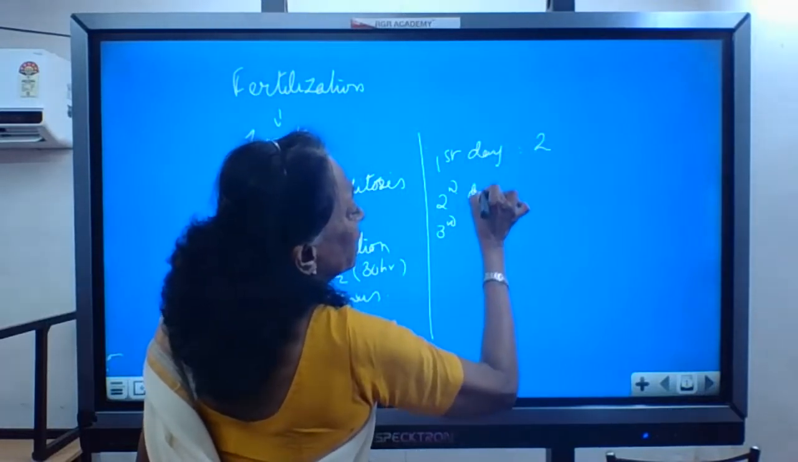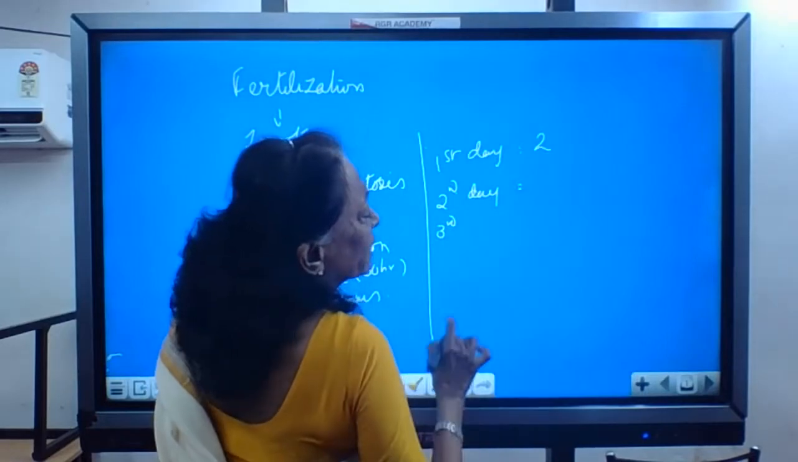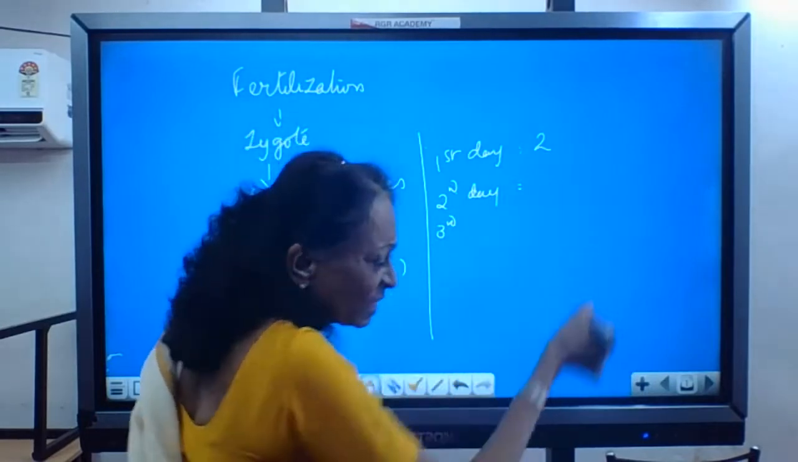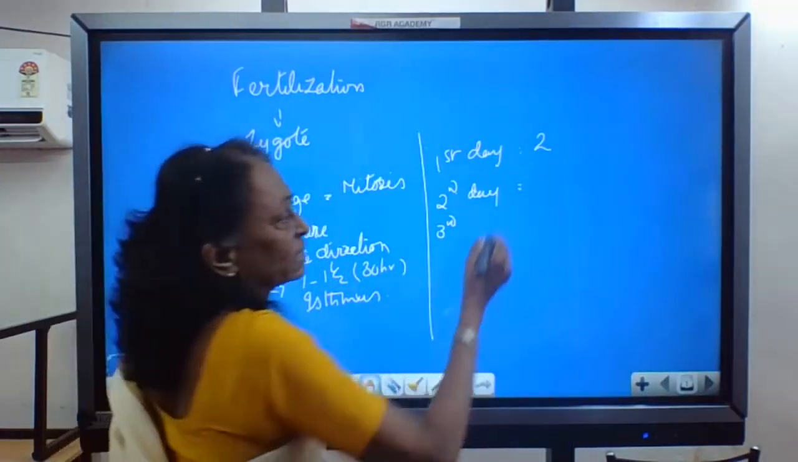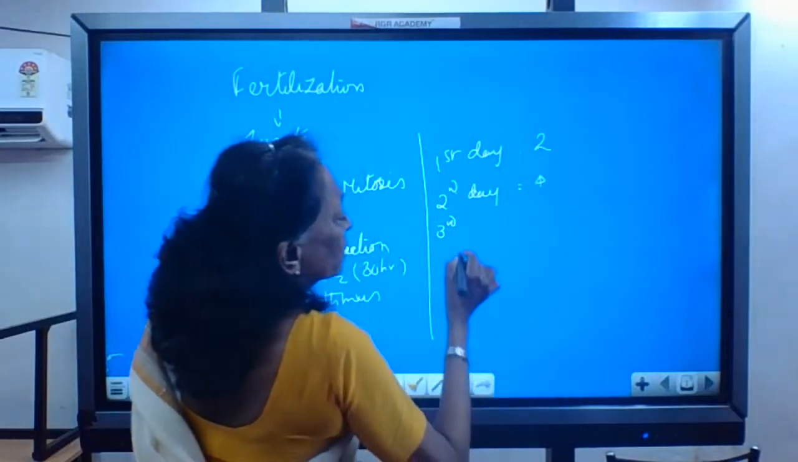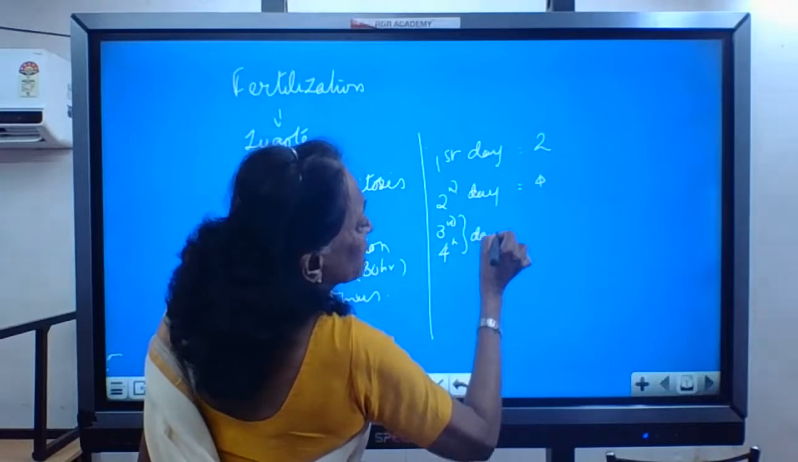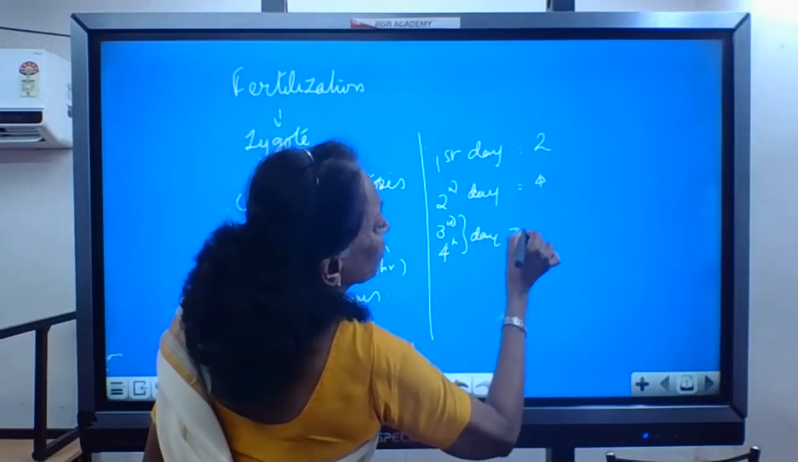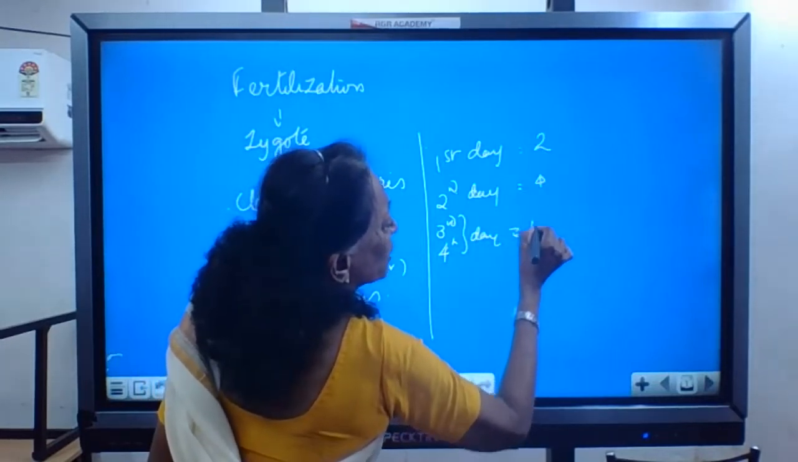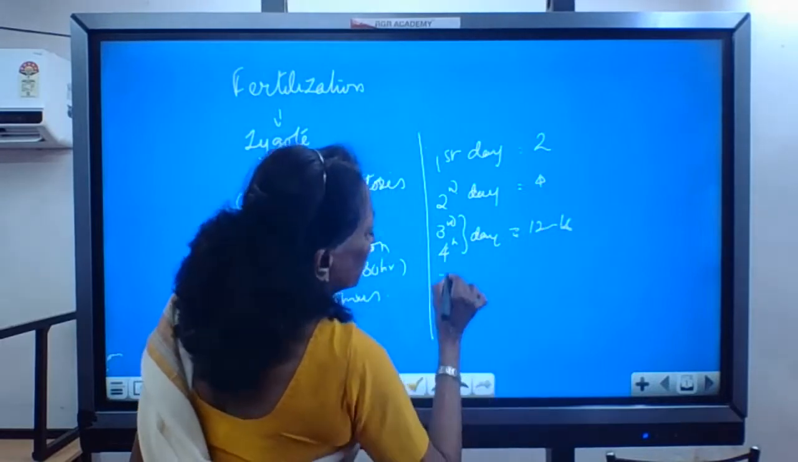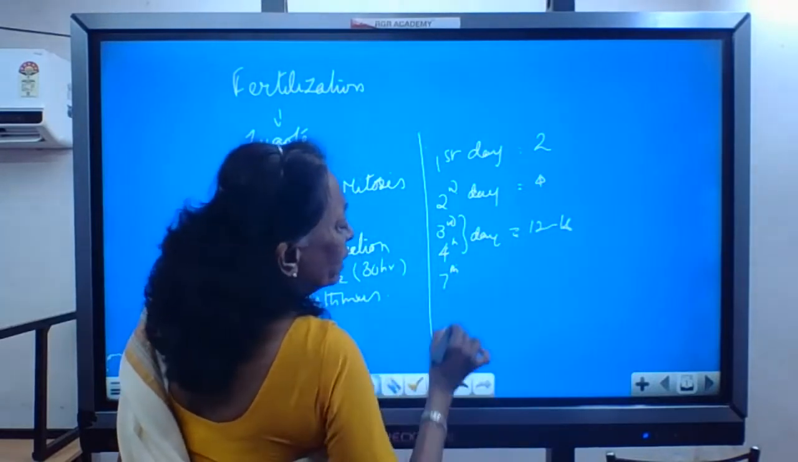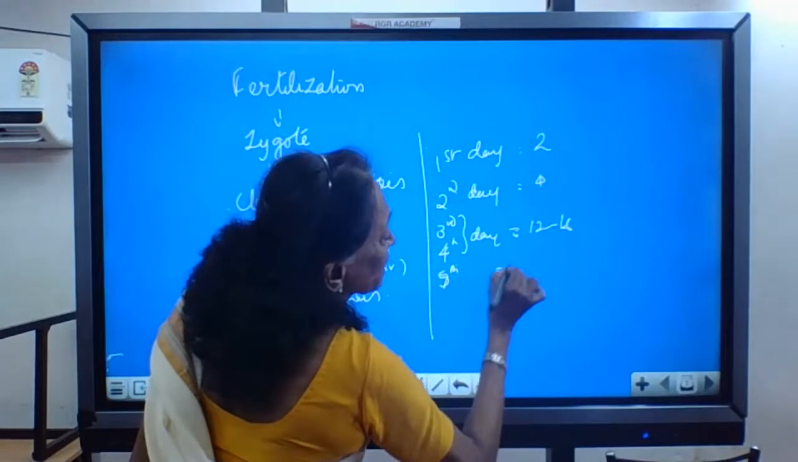And on the second day, the second division is slow. It will become first a 3 cell stage, then a 4 cell stage. Now, third to fourth day, these 2 days, it will have a mass of about 5 to 12 to 16 cells. By the 5th day about 16 cells will be formed.